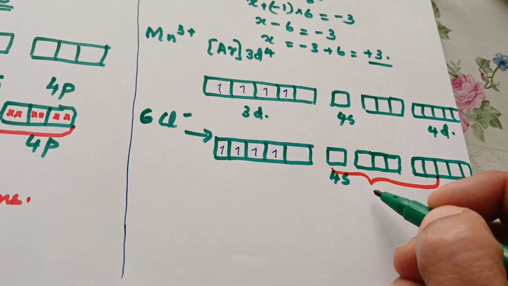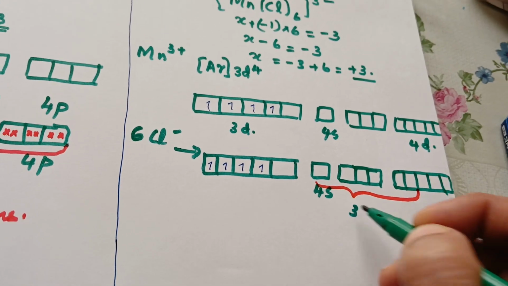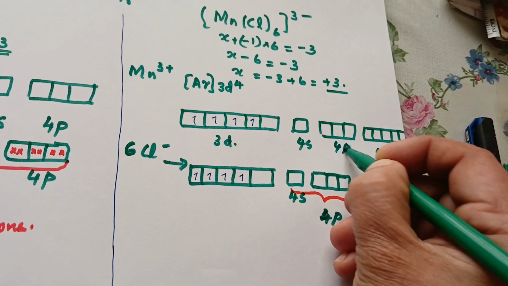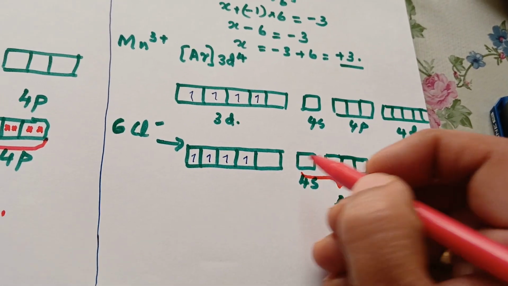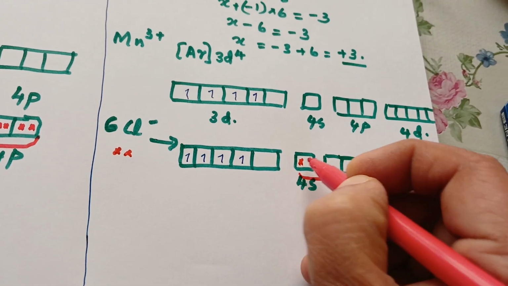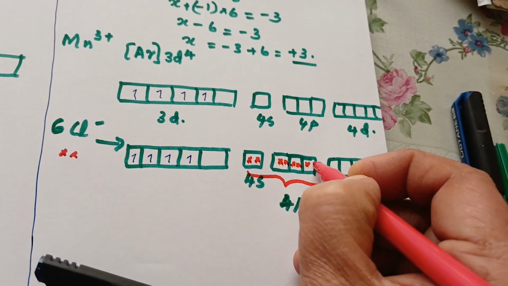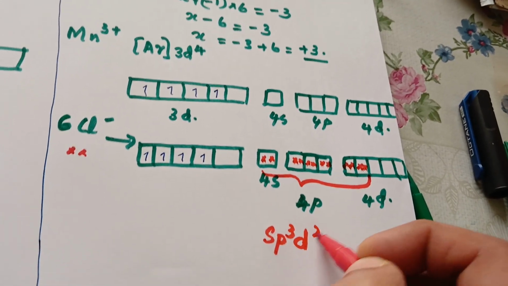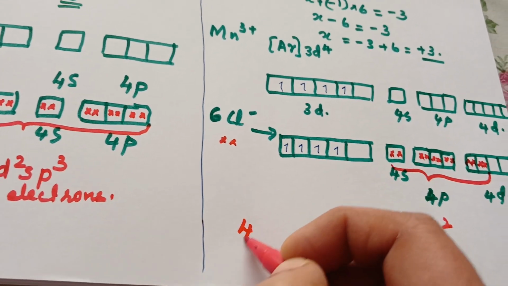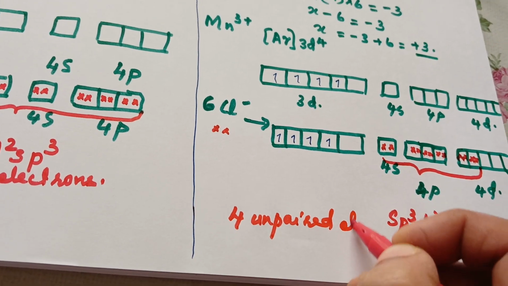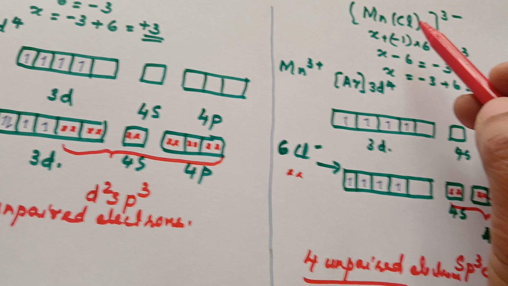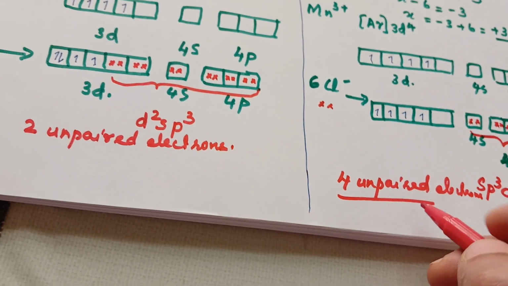That is, this is 4s, then we have the 4p and 4d. So that will be sp3d2. So here chloride ions will occupy these positions. It will be an sp3d2 hybridization with how many unpaired electrons? 4 unpaired electrons. So see the difference. In [Mn(CN)6]3-, there are 2 unpaired electrons, whereas in [MnCl6]3-, there are 4 unpaired electrons. This will definitely be paramagnetic.